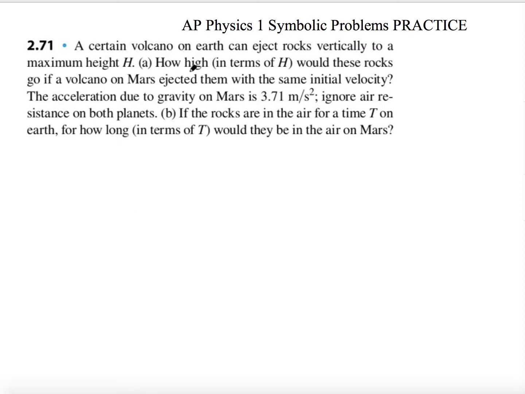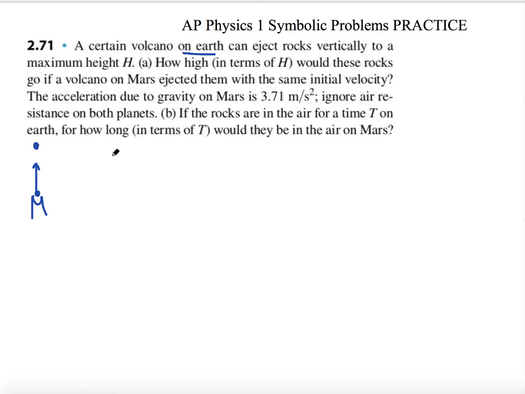A certain volcano on Earth can eject rocks vertically to a maximum height h. Before we go any further, I'm going to draw my little volcano here. There's my volcano, and it can shoot this rock straight up. That's what it means by vertically, and it will go to some maximum height. And this is on Earth.